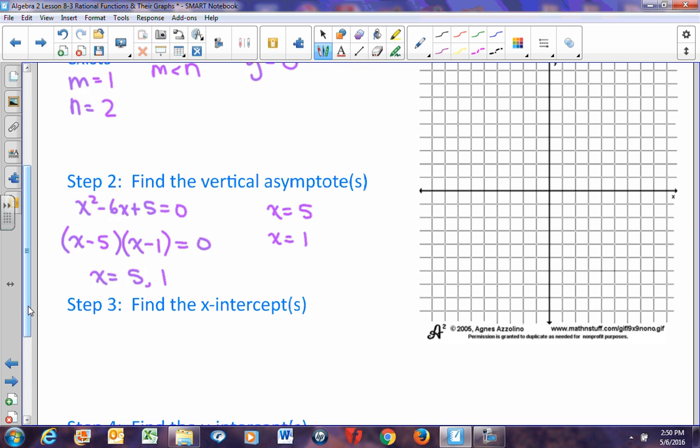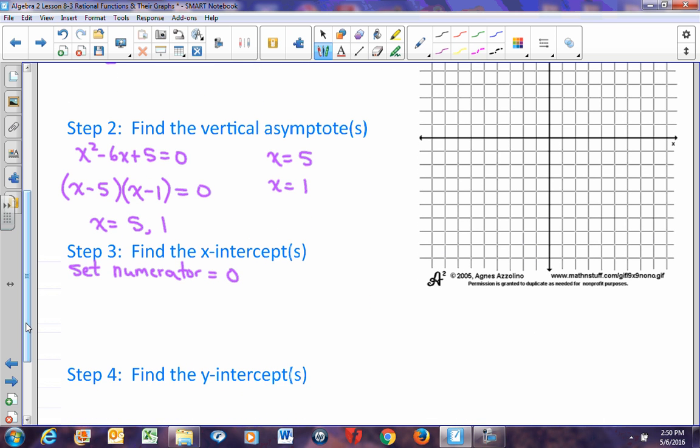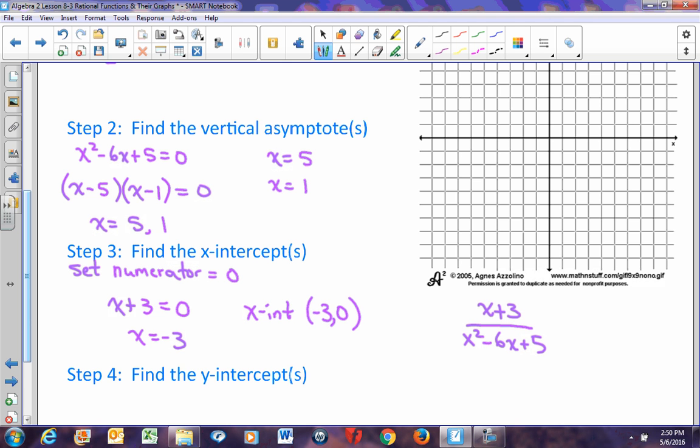Now I'd like to find the intercepts. To find the x-intercept or intercepts, you set the numerator equal to 0. And so in my original equation, I have x plus 3 over x squared minus 6x plus 5. So that's my original equation. So I set my numerator equal to 0. So x plus 3 equals 0, so x equals negative 3. So my x-intercept then happens to be negative 3, 0.